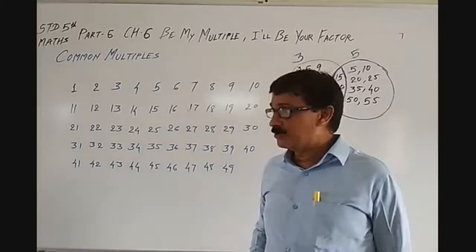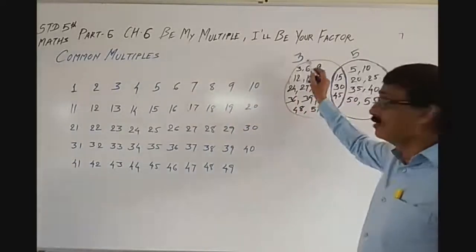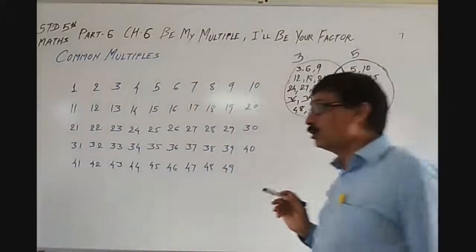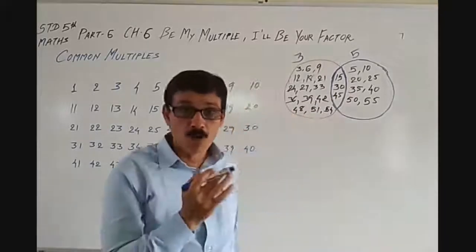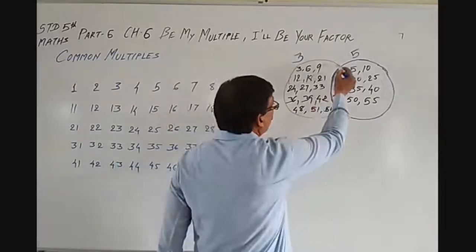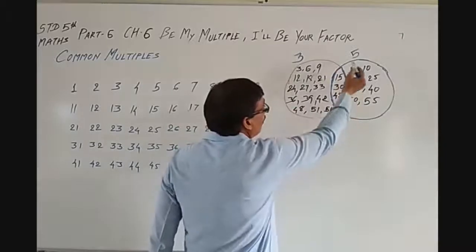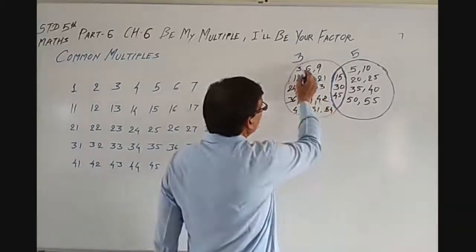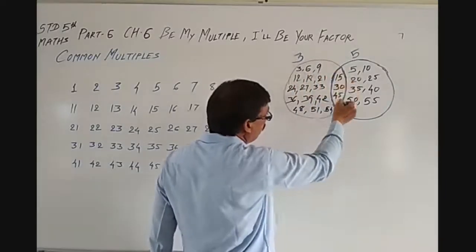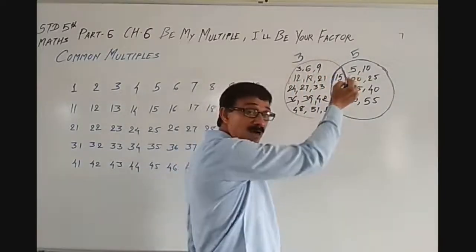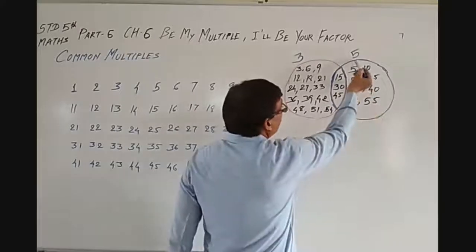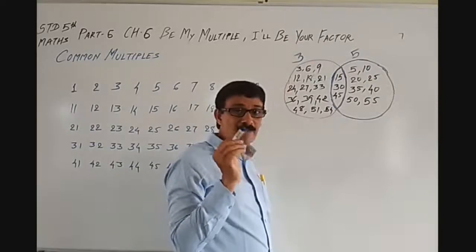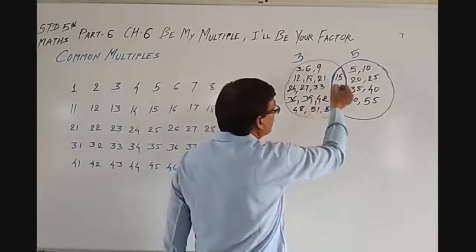In the last part we discussed the multiples of 3 and 5. The multiples that were common to both, we note down in this part. Why? Because if it is a multiple of 3, it will be in this circle. If the multiple is of 5, it will be in this circle. So the common multiples to both are in this area.